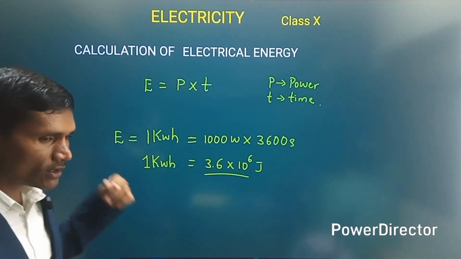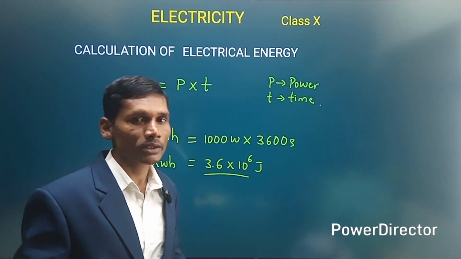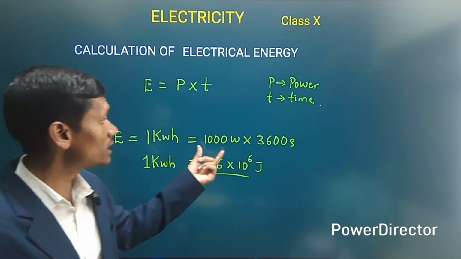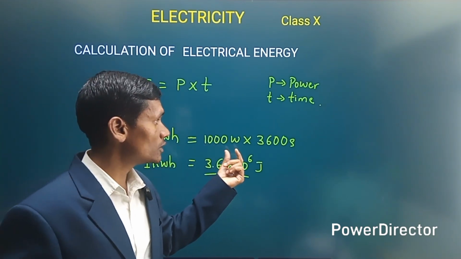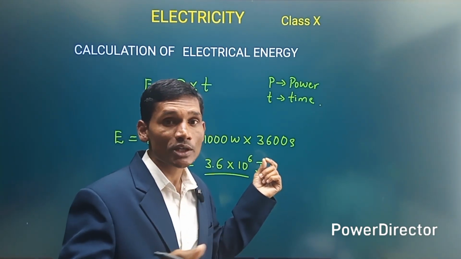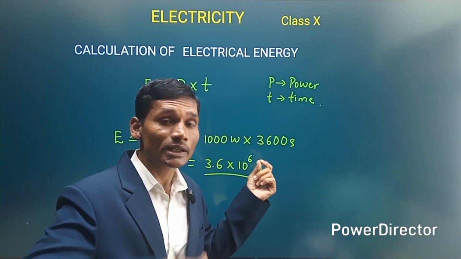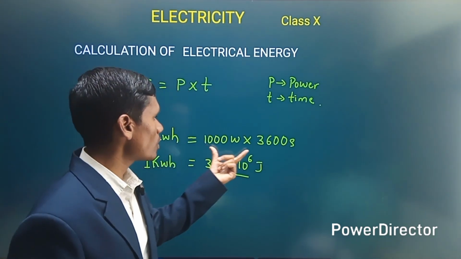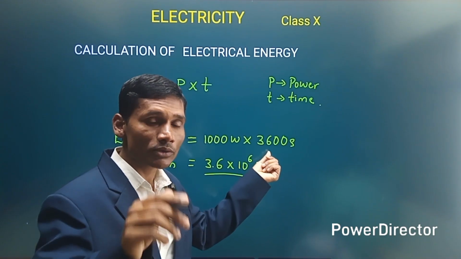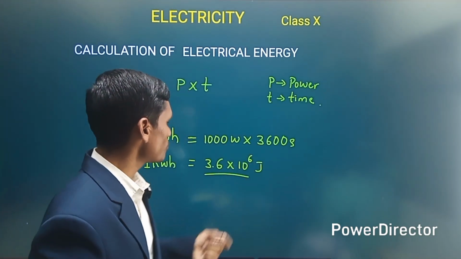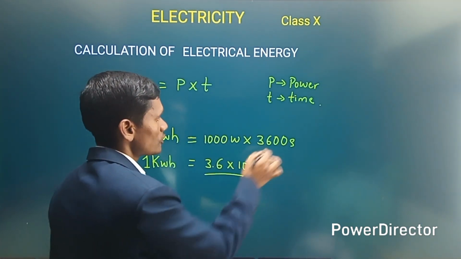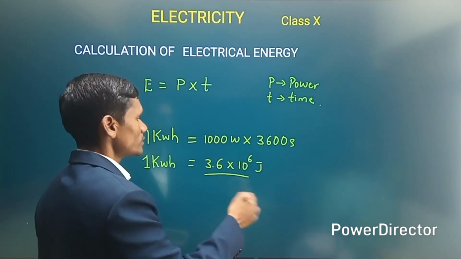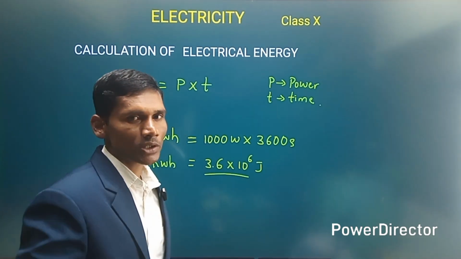Next, energy is measured in terms of a unit. One unit is nothing but 1 kilowatt hour. 1 kilowatt hour means 1000 watts consumed for 1 hour. If it is operated for 1 hour, 3600 seconds will be there. When you multiply these both together, you get 36 and 5 zeros, including the 6 decimal places. If you shift the point to this side, we get 3.6 into 10 to the power 6 joule.